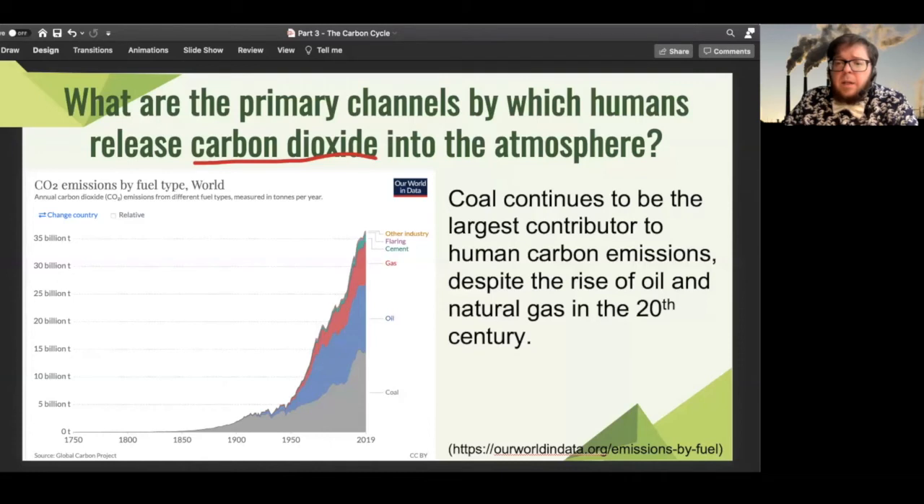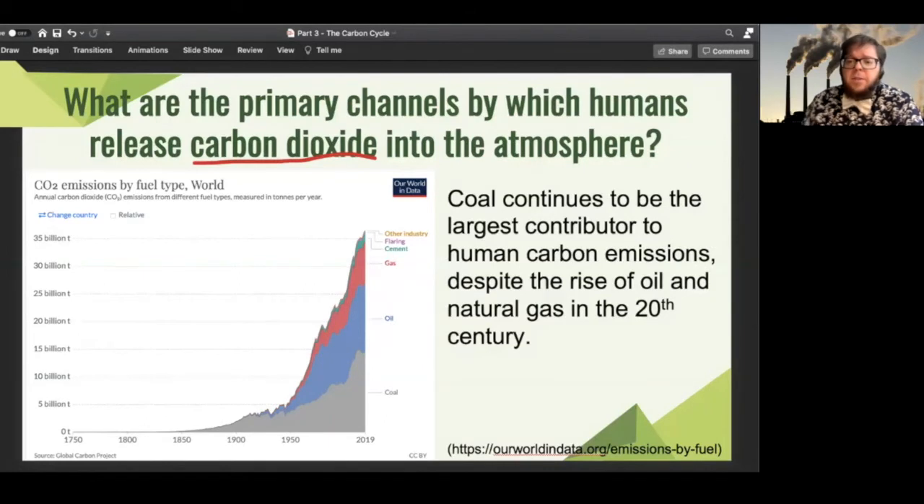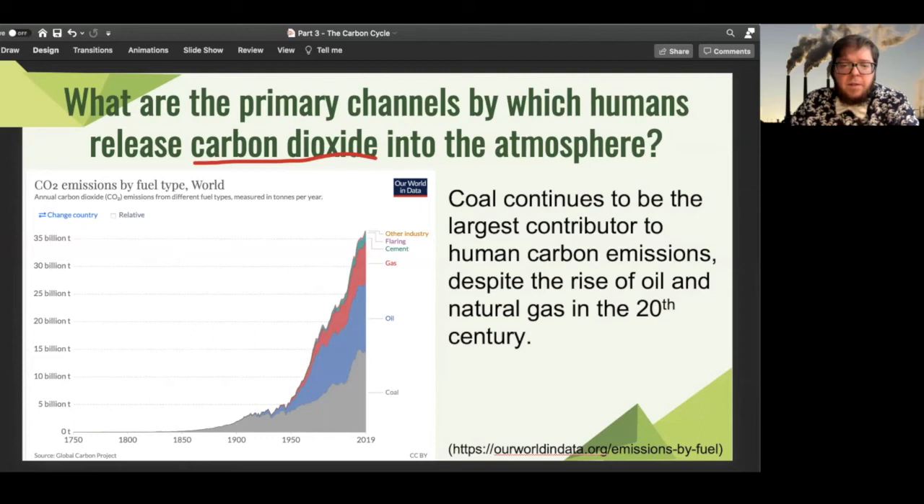And so I point out on the right here, coal continues to be the largest contributor to human carbon emissions, despite the rise of oil and natural gas in the 20th century, right? You can see right around here in the year after the year 1900, we started finding petroleum reserves like nobody's business, right? And burning them and processing them and doing all kinds of things. Use of methane as a fuel followed. So that's how we're putting carbon into the atmosphere.